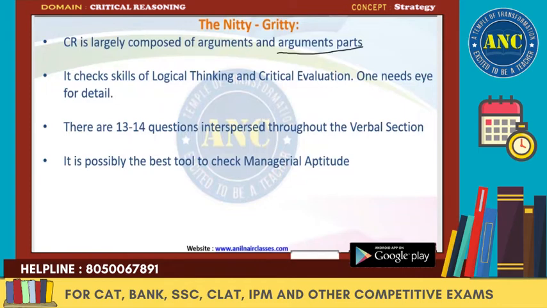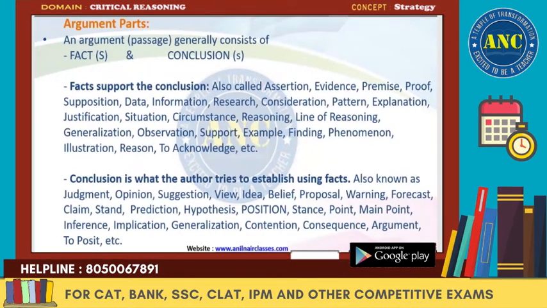So let us look at what these argument parts are. Now, the argument or the passage generally consists of facts and conclusions. Now, what do facts do? They support the conclusion. They're also called assertion, evidence, premise, proof, supposition, etc. These are the facts that support the conclusion. And the conclusion is what the author tries to establish using facts, also known as judgment, opinion, suggestion, view, idea, belief, etc.